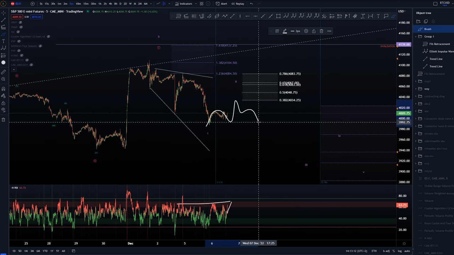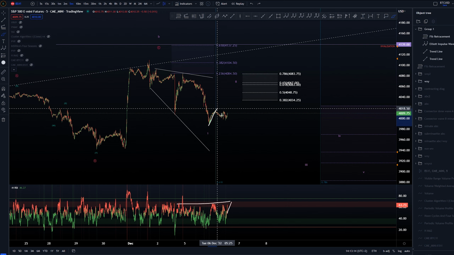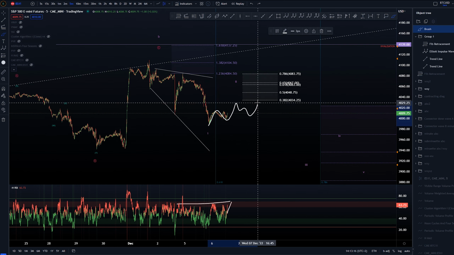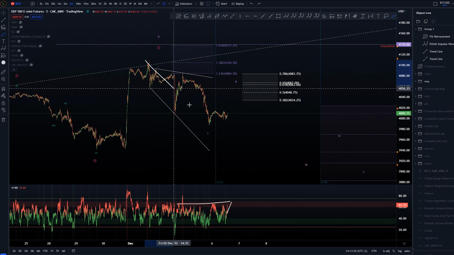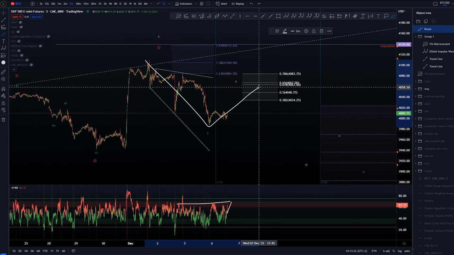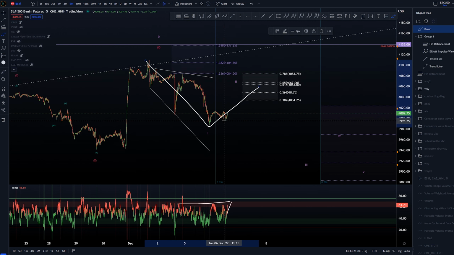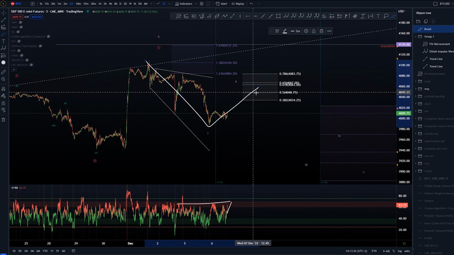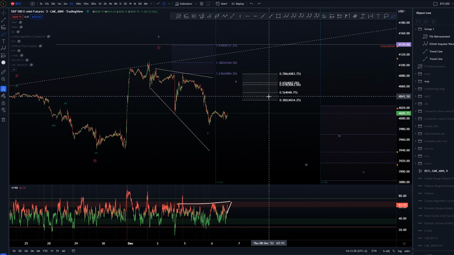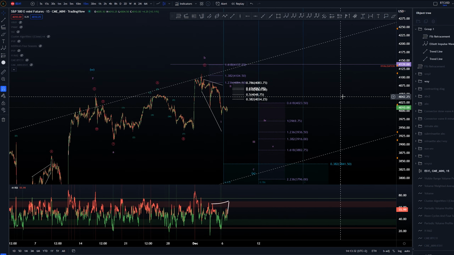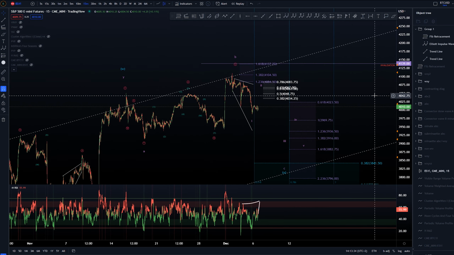Of course, if we are getting some kind of pullback first and then starting to get up higher, then that is possible. Of course, at that point, this whole thing would be more symmetrical, right? So in that regard, that is definitely a valid target as well. But I think that is going to do it for S&P 500 today. Not really much else going on here, so I'm going to cut it short.